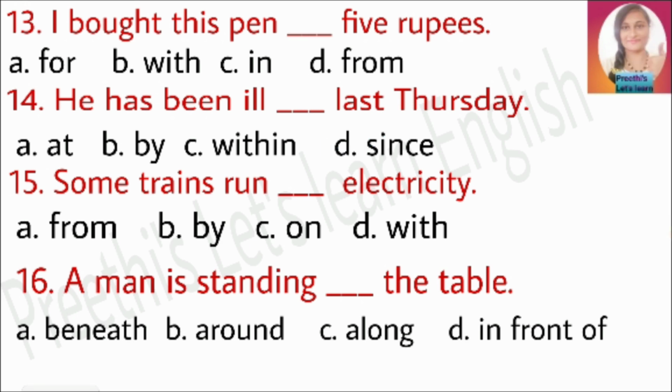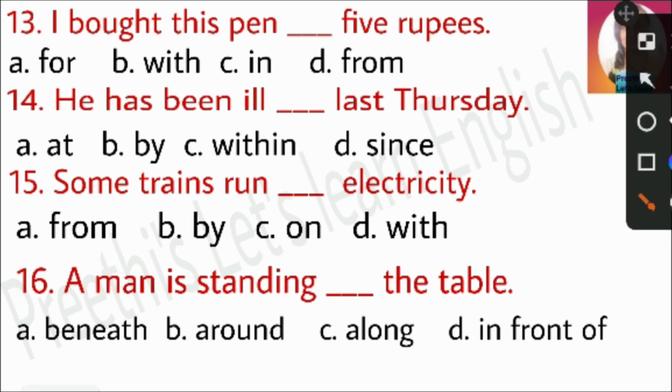Next, 15th one. Some trains run blank electricity. So here it's a fixed preposition. See the options first. From, by, on, with. The fixed preposition for run is by. Some trains run by electricity. Option B is the correct answer.